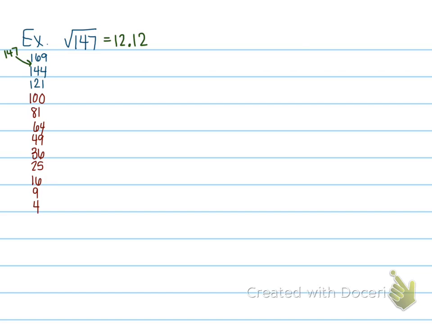So I'm going to start dividing at 144. And I'm going to divide until I get a whole number. Sometimes you can divide only a couple numbers. Sometimes you have to go very far down the list. So take a minute to divide until you get a whole number.